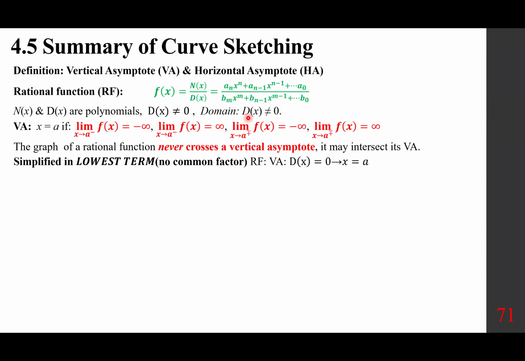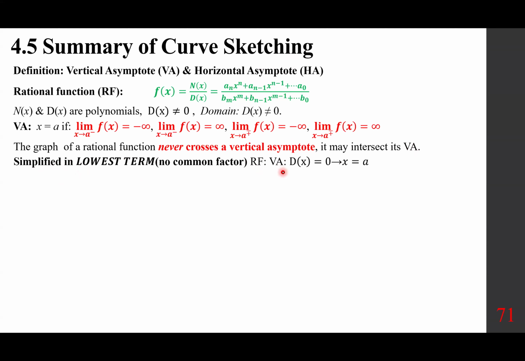So a vertical asymptote has the equation x equals a if the limit of f of x as x approaches a from the left is negative infinity or positive infinity, or as x approaches a from the right is negative or positive infinity. The graph of a rational function may intersect its vertical asymptote. And it's important to know we have to have the simplified version. That means you must put this in lowest terms, no common factor. If there is a common factor between the top and the bottom, it creates a hole.